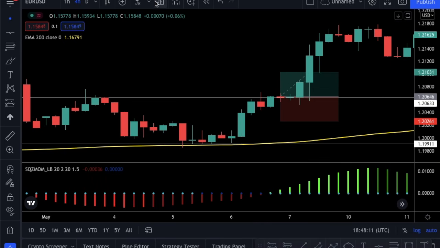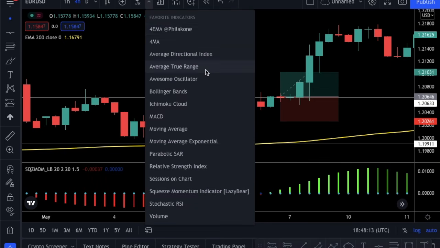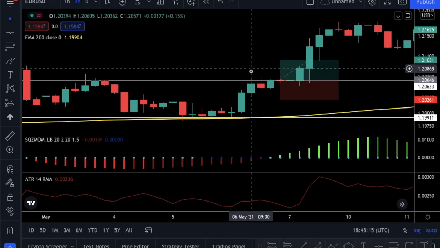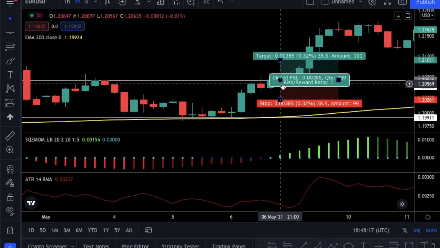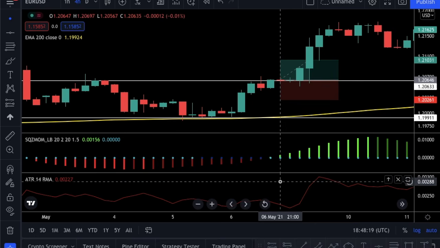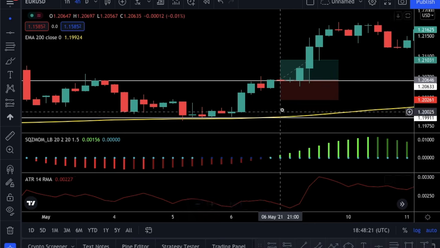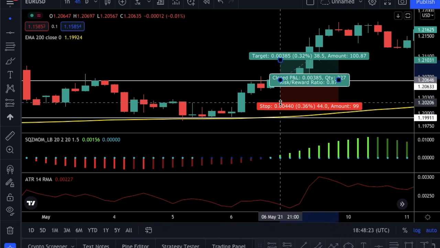As soon as we open a position, we should set a stop loss. I will add the ATR indicator to decide the stop loss level. We will use 2 times the ATR as our stop loss point. Since the ATR is 227 at this candle, we will stick with 454.